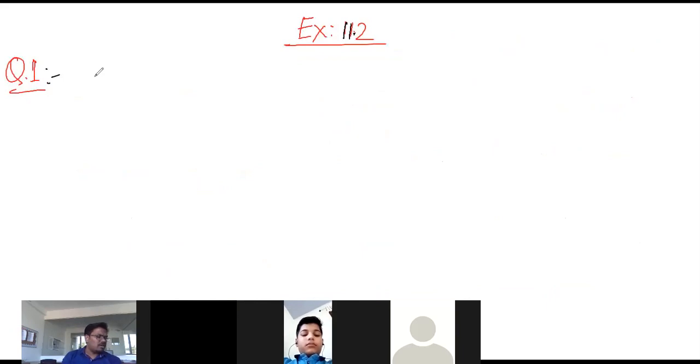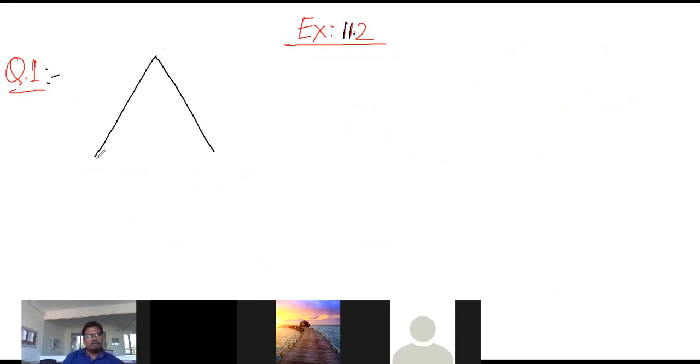Exercise 11.2, question number 1. The side of an equilateral triangle is shown by L. How many of you know what an equilateral triangle is? Three sides are equal. Very good. Suppose this is A, this is B, this is C. All the sides will be equal, as well as all the angles. Okay, class?